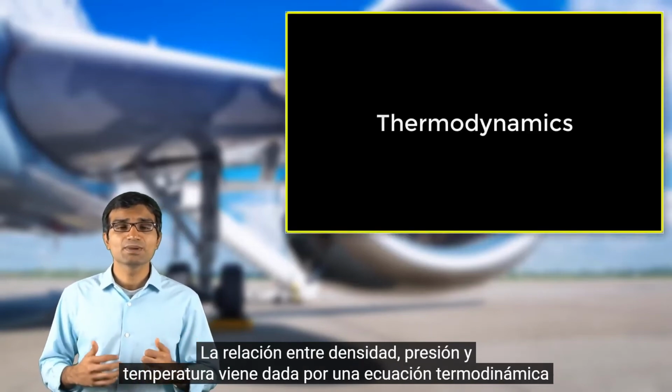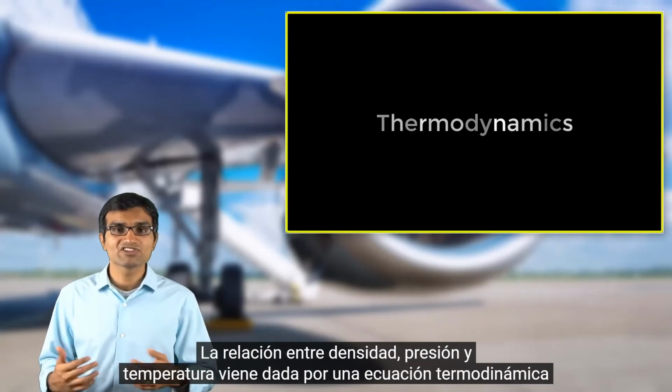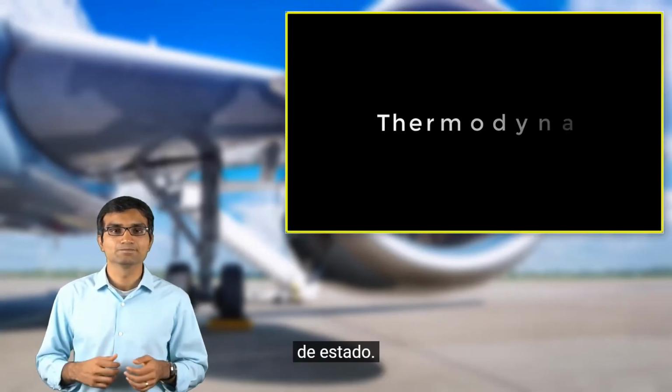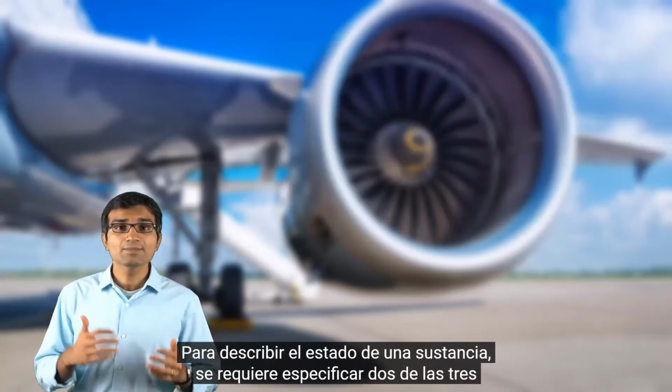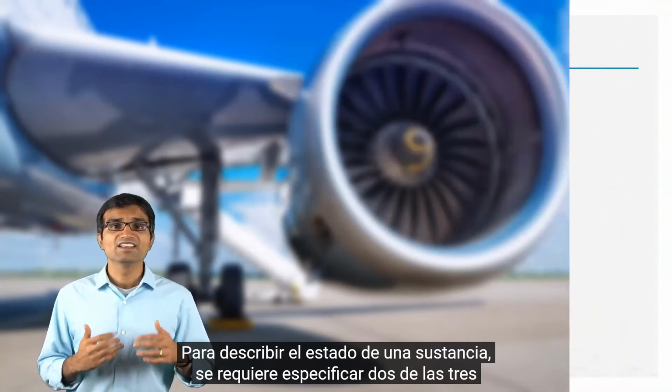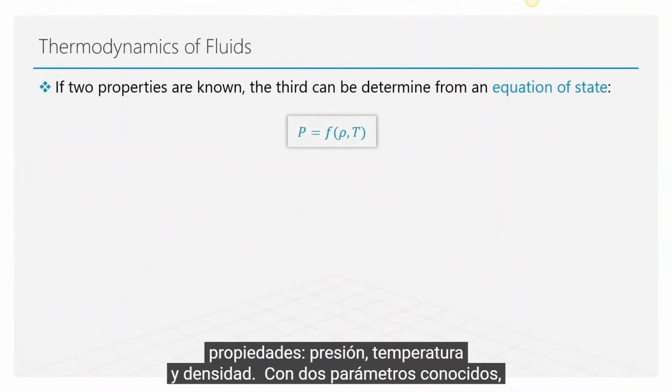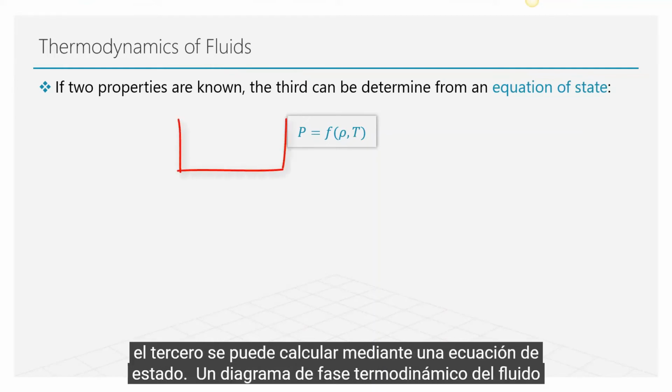The relationship between density, pressure, and temperature is given by a thermodynamic equation of state. To describe the state of a substance, it is required to specify 2 out of 3 properties, which are pressure, temperature, and density. With 2 known parameters, the third can be calculated using an equation of state.